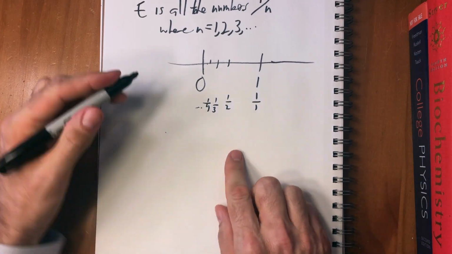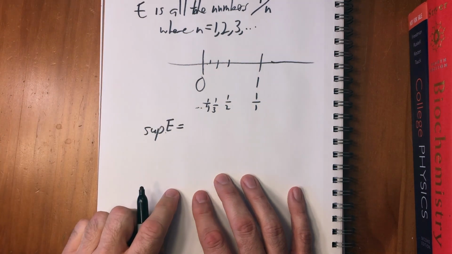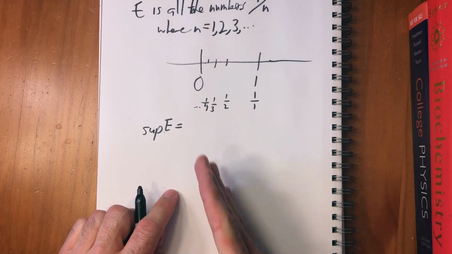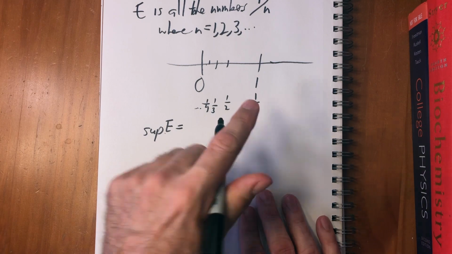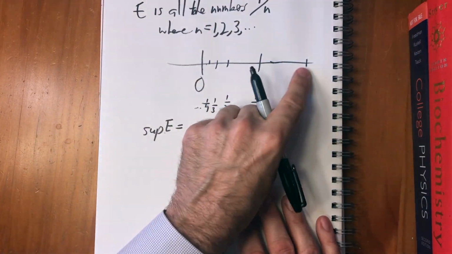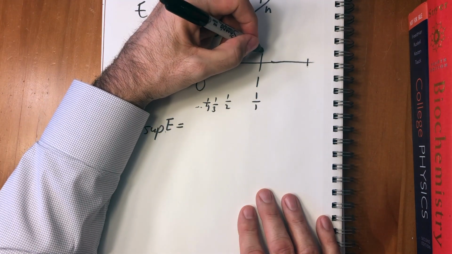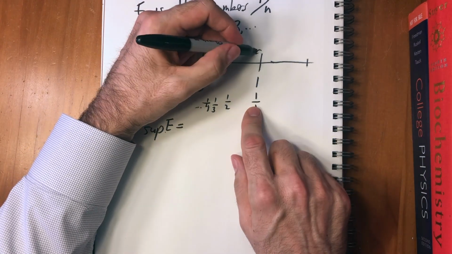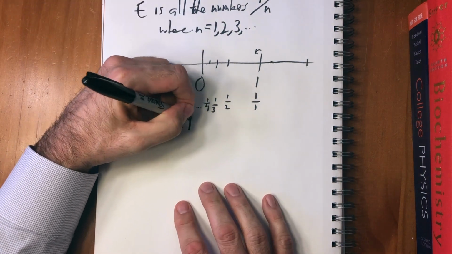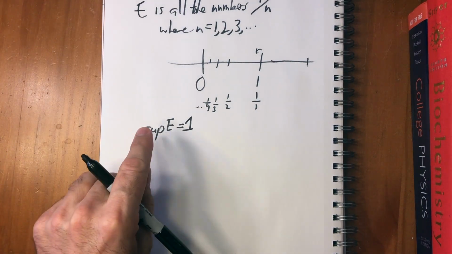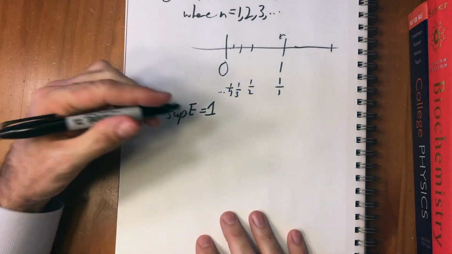Then the supremum of E, so what's the least upper bound of E? It's 1, right? Because 2 is an upper bound, but it's not the least upper bound because anything over here is also an upper bound. 1 is an upper bound, but nothing smaller than 1 is an upper bound, because 1 is also in the set. So the supremum of E is 1, but notice that here, the supremum of E is in the set because 1 over 1 is in the set. What's the infimum?